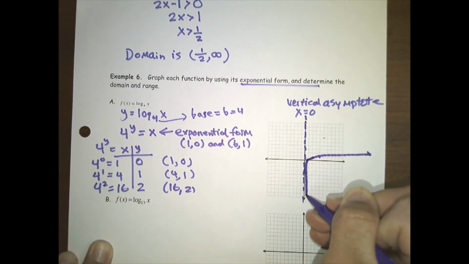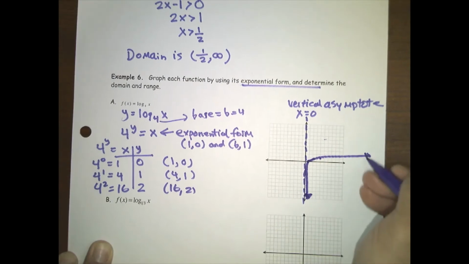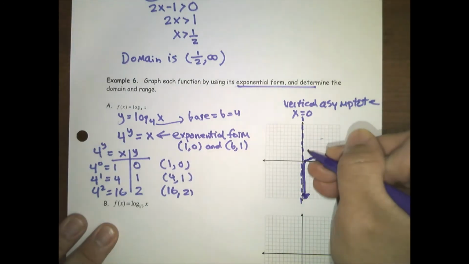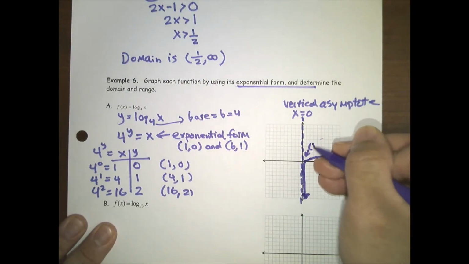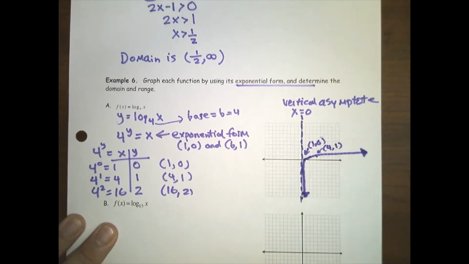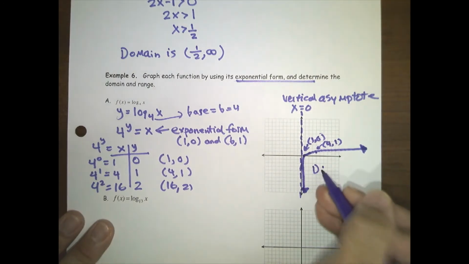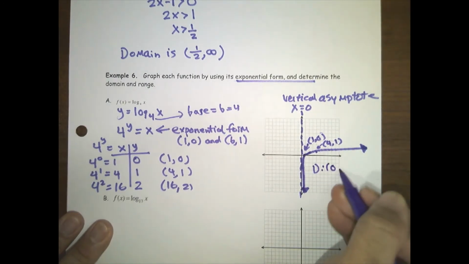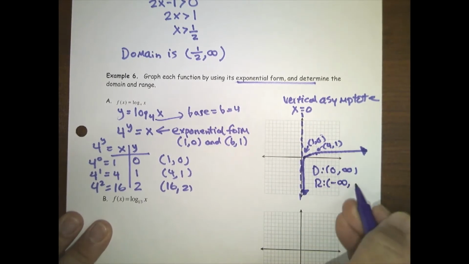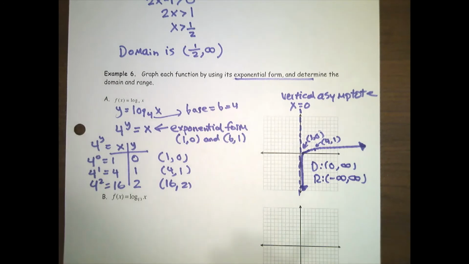Remember to make sure that you draw the graph approaching the vertical asymptote but not crossing it. Here is the point (1, 0), and here's the point (4, 1). The domain would be 0 to infinity, and the range is all real numbers, negative infinity to infinity, because any y value could be substituted in here.